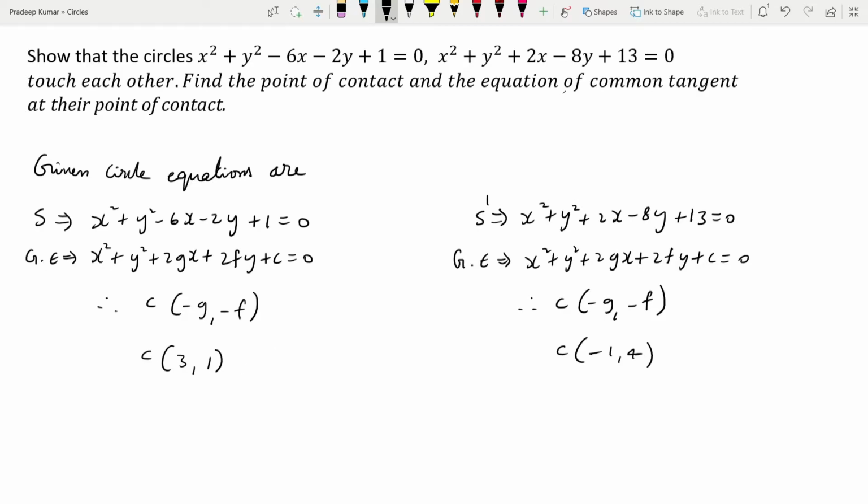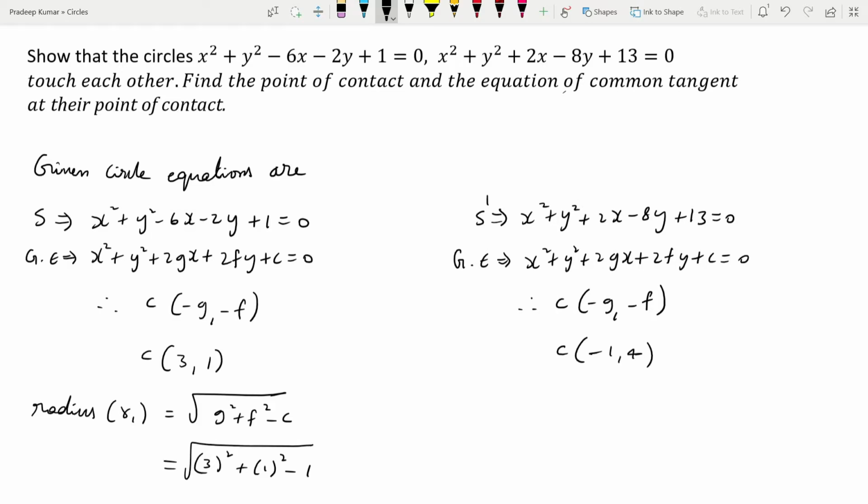Now we also have to find the radius for both circles. As this is the first circle, I'll say radius 1, which is equal to the square root of g square plus f square minus c. Here I substitute the values. The g value is 3, so it is 3 square, and the f value is 1, so that is 1 square, minus the c value, which is 1. So I just substitute the 1 over here.